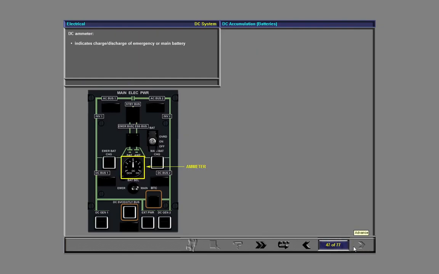The DC ammeter in the center of the panel indicates the charge or discharge current of the emergency battery or the main battery, depending on the position of the battery selector switch. The ammeter shows discharge on the left-hand side of the scale and charge on the right-hand side.